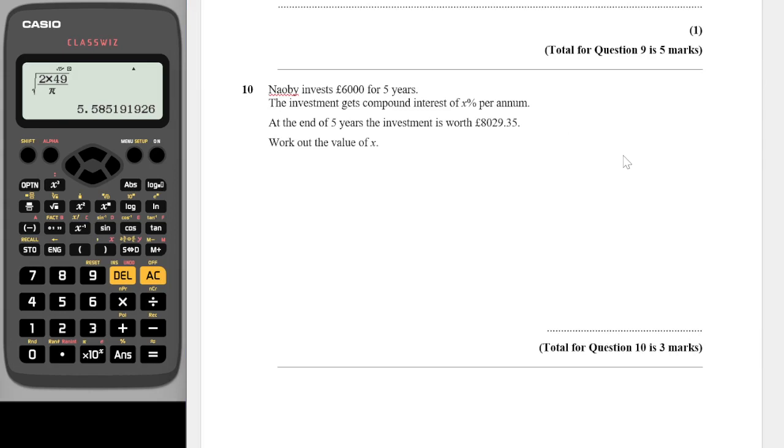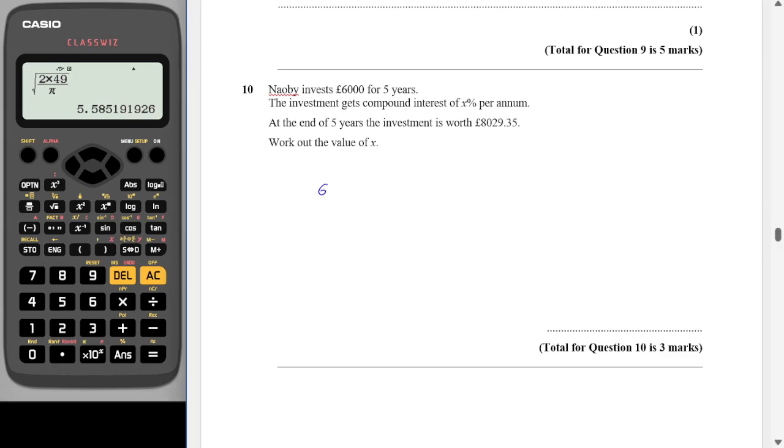Question 10. Niobe invests £6,000 for 5 years. The investment gets compound interest of x% per annum. At the end of the 5 years, the investment is worth £8,029.35. Work out the value of x. Okay, so I'm going to use a different letter to x because I'm not going to be working in percent, I'm going to be working as the multiplier. So I'm going to call that y.